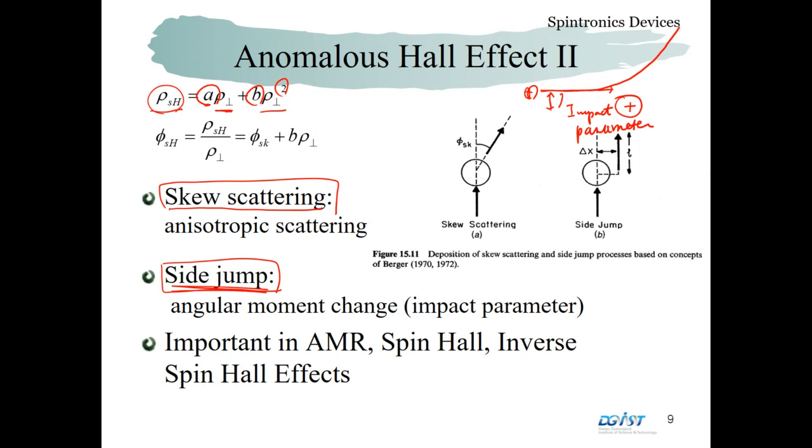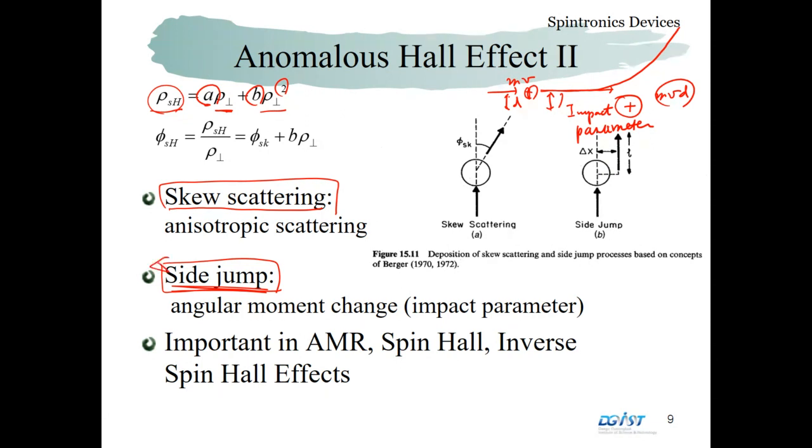Yeah, you can easily find that terminology in scattering theory. In this case, the impact parameter plays a role in the angular momentum, because we have mv times this finite distance d. Then they have such angular momentum. So this side jump is something like this.